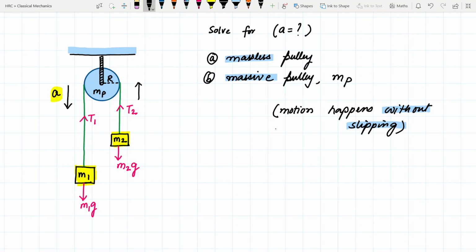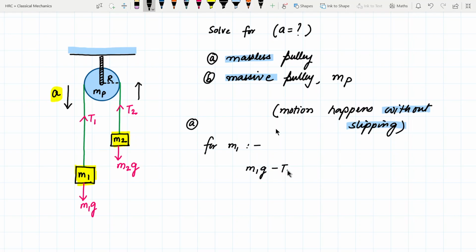All right. So here there is no x axis, no y axis, here there is just the vertical axis. But there are two masses and therefore we will have two equations of forces involved. Okay. So first we will do point A, for the massless pulley. For M1, what is the force equation?